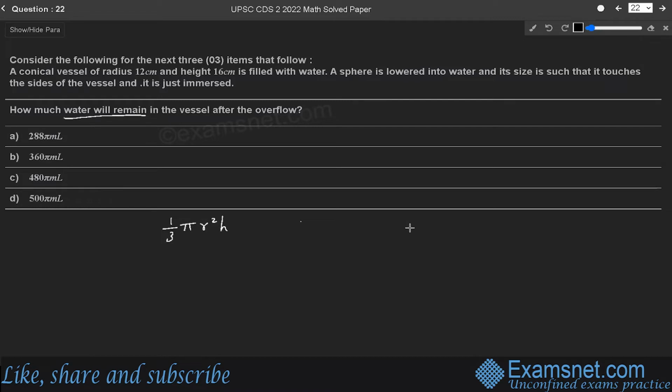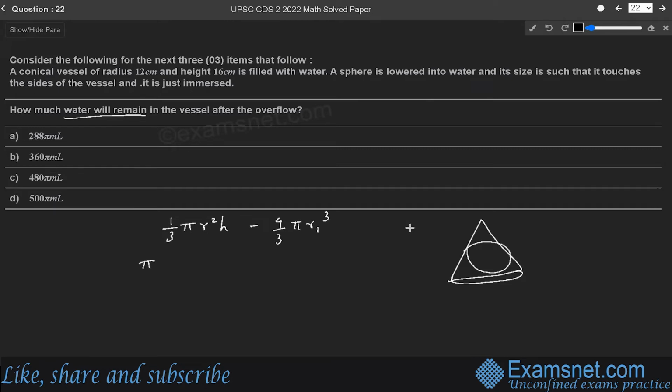You know that in a cone, a sphere is inscribed inside the cone. It means that the volume of the water that will come out is equal to the volume of the sphere. So if we subtract the volume of sphere from the volume of cone, then we will get the remaining portion. So volume of sphere is given by 4 by 3 pi r cube. Let the radius be r1. So it will be 4 by 3 pi r1 cube.